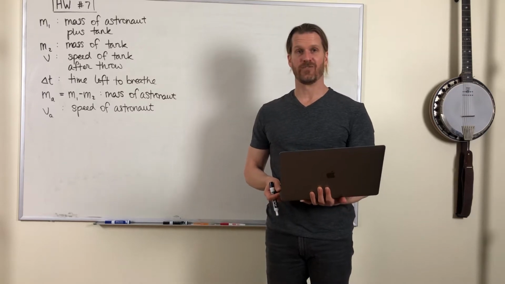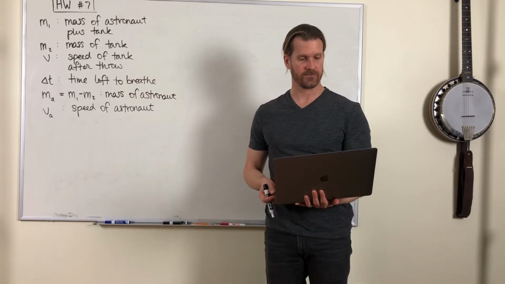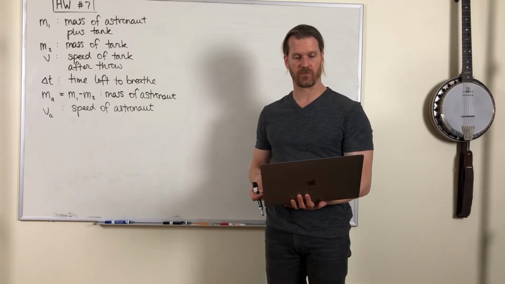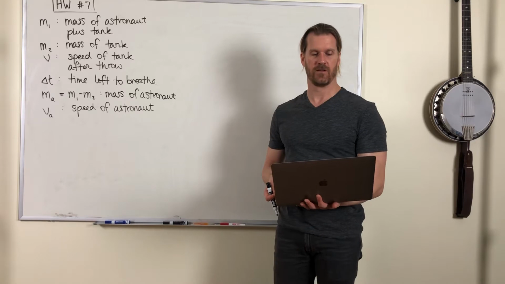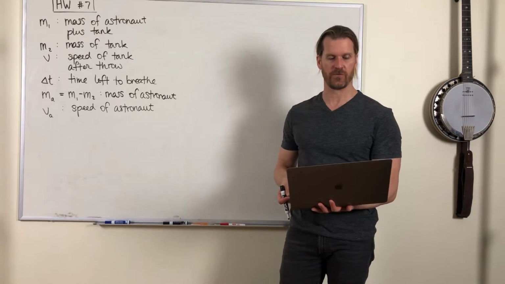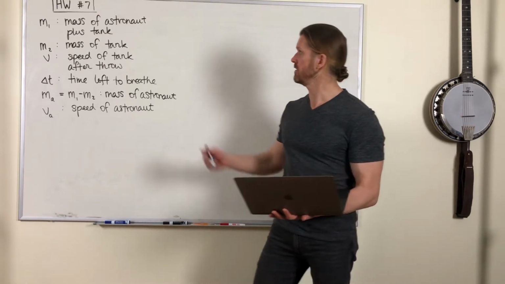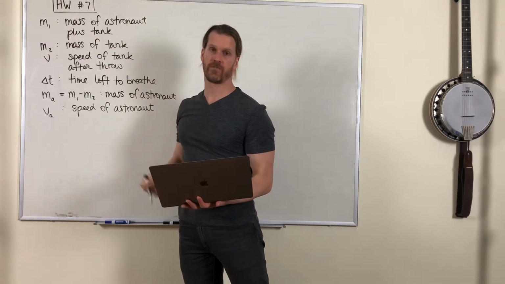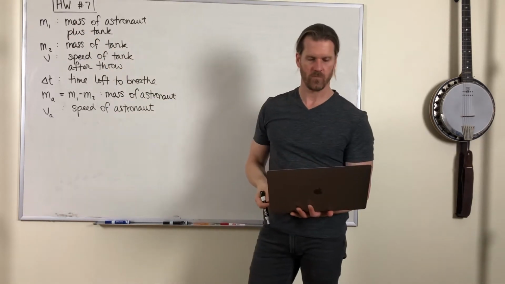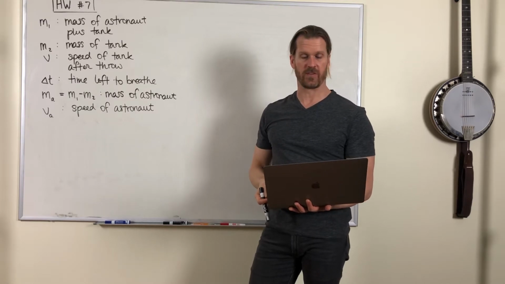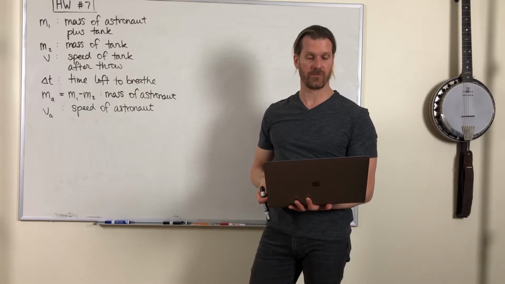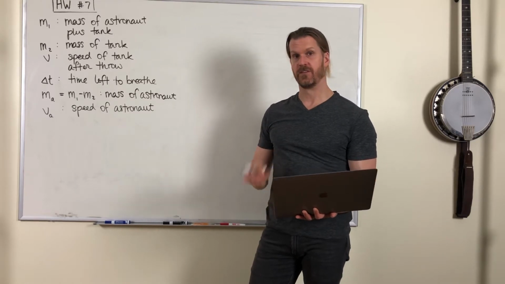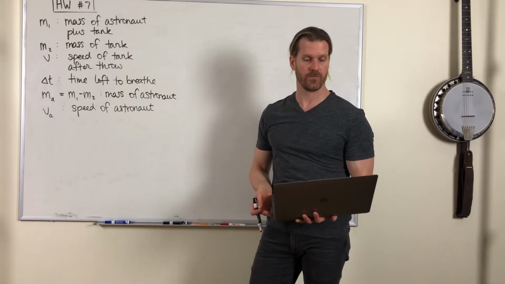Saad asked how to do homework problem number 7. This is the astronaut problem. It says an astronaut in her spacesuit has a total mass of m1, including the suit and oxygen tank. So m1 is the astronaut's mass plus the tank's mass. Her tether line loses its attachment to her spacecraft while she's on a spacewalk. Initially at rest, so the initial speed is going to be 0.